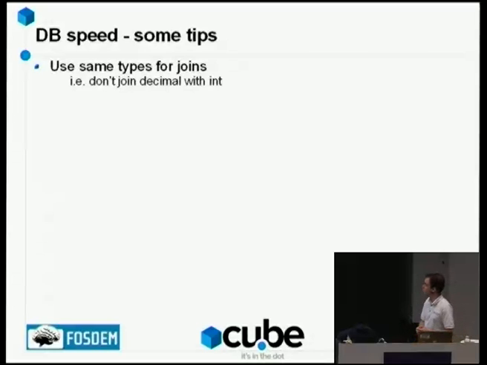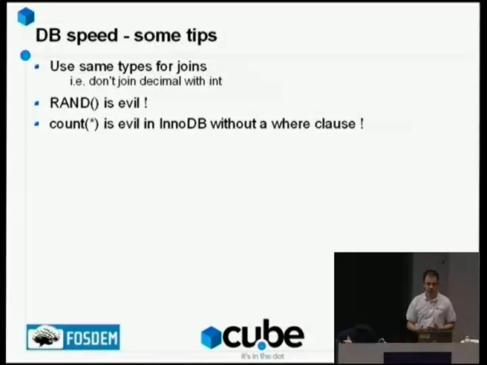Database. If you're doing joins, for MySQL, I'm not sure if it's the same in every database, but I think it is. If you're joining an int field in a decimal field, it will convert your entire table, all the ints, into decimals, which is going to take a very long time. So try to join on the same types. I don't think I have to tell you that order by rand is very evil. And if you're using MySQL with InnoDB, and you're doing count asterisk, and you don't use a where clause, then you're doing a full table scan. Something not a lot of people are aware of.